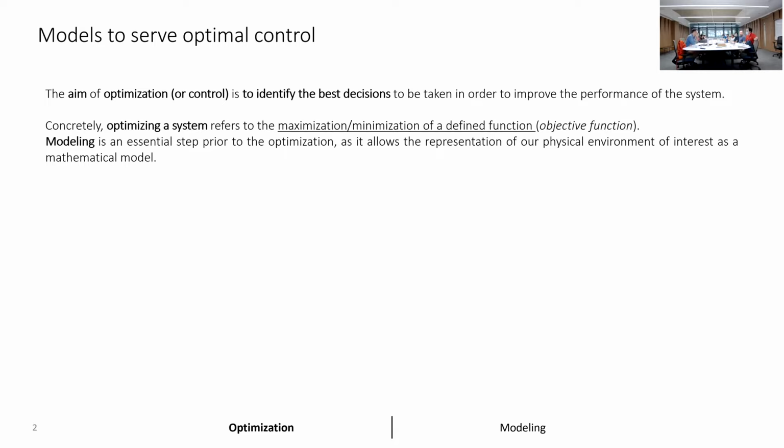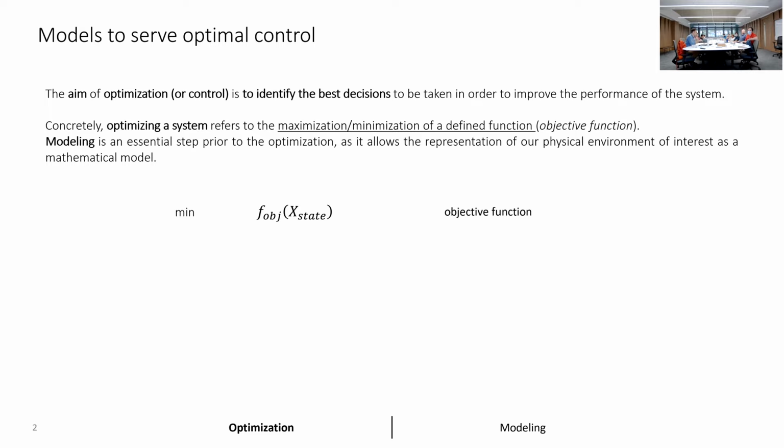Let's start with an overall definition. The aim of optimization or control is to identify the best decisions to be taken in order to improve the performance of a system. So it's about decision-making, and concretely optimizing a system refers to either maximizing or minimizing a defined function, which we call the objective function. Modeling is then an essential step prior to the optimization that allows the representation of our physical environment of interest as a mathematical model.